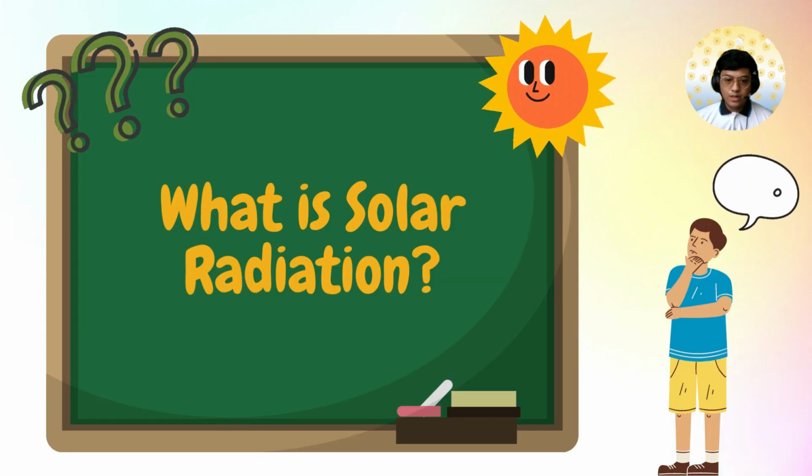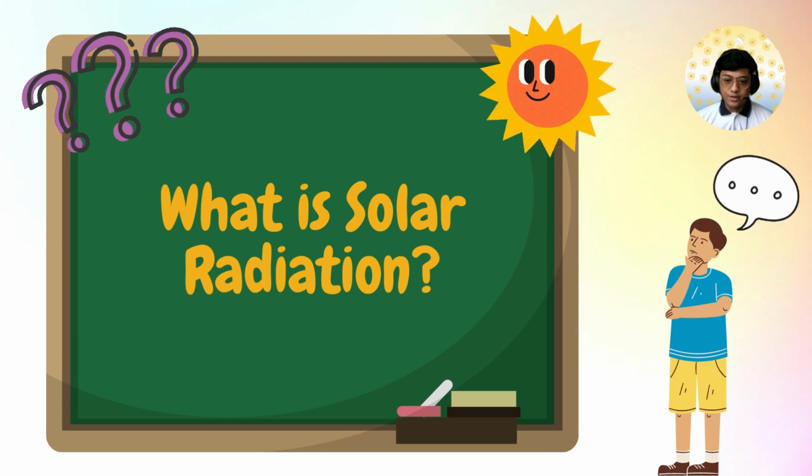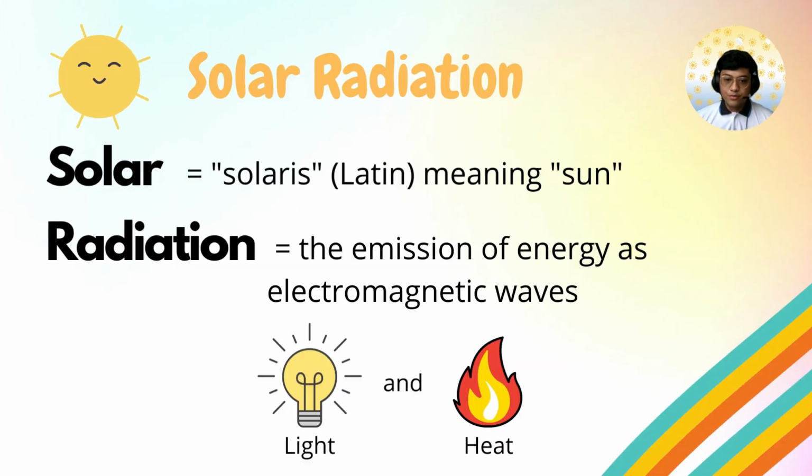But first, you may be wondering, what is solar radiation? Solar is derived from the Latin word solaris, which means sun, while radiation is the emission of energy as electromagnetic waves. By combining the two words, solar radiation is the electromagnetic radiation emitted by the sun. It provides light and heat for the Earth and energy for photosynthesis. This radiant energy is necessary for the metabolism of the environment and its inhabitants.